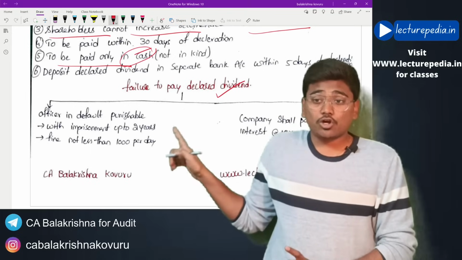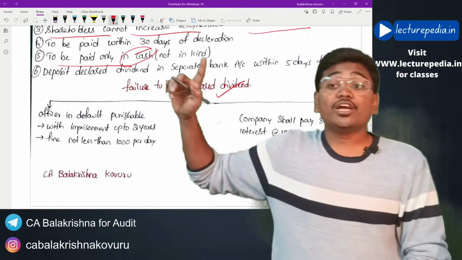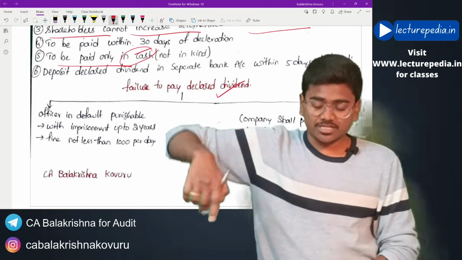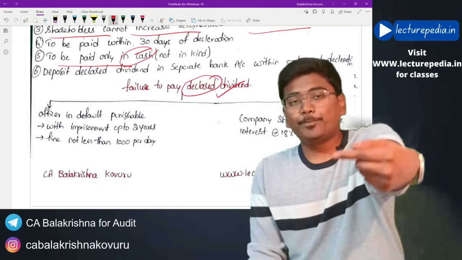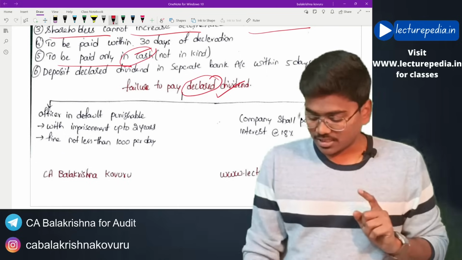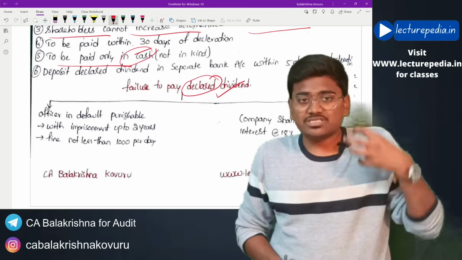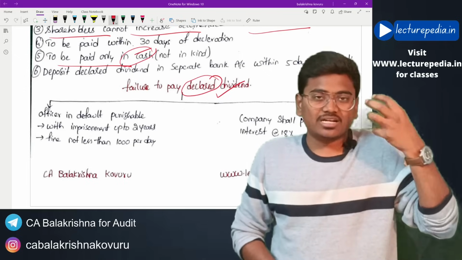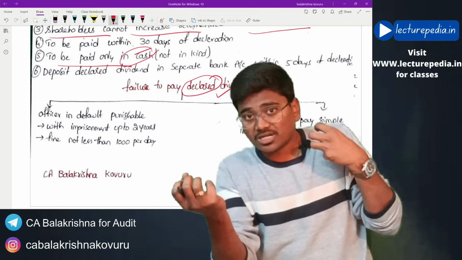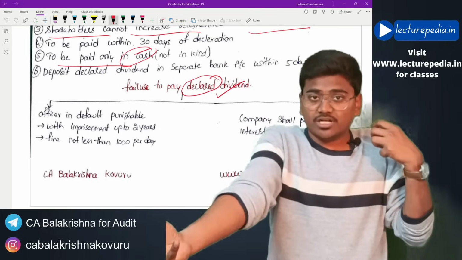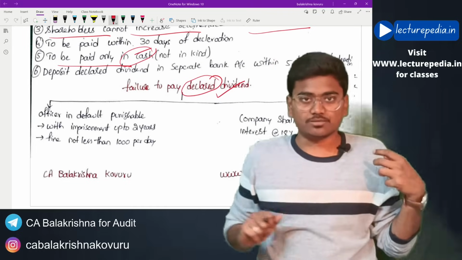See, it is not failure to recommend the dividend. No, failure to pay the declared dividend. Once you have declared the dividend, you have to pay it off. Hope this is clear. There is a difference between recommendation and declaration. Recommendation means it is still not approved. The board of directors have just recommended. Once it has been approved by the shareholders, then it becomes a declaration of dividend. Once a dividend has been declared, you have to pay it off to the shareholders.